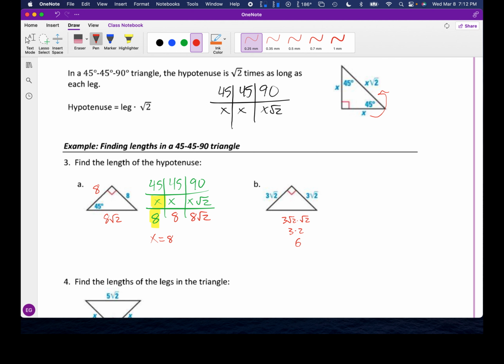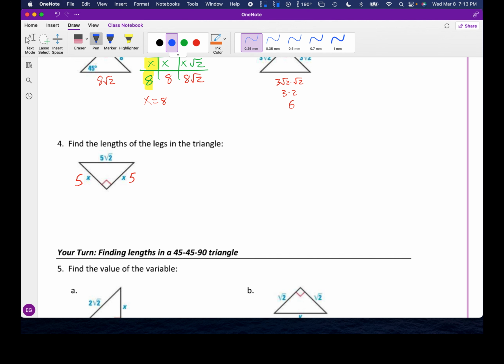For this one, there's a couple different ways we could do this. I know the pattern is that this is going to be 5, because the pattern is that if the legs are whole numbers, then the hypotenuse is going to be 5 rad 2. It's going to be the leg times rad 2. If we struggle with this, that's fine.